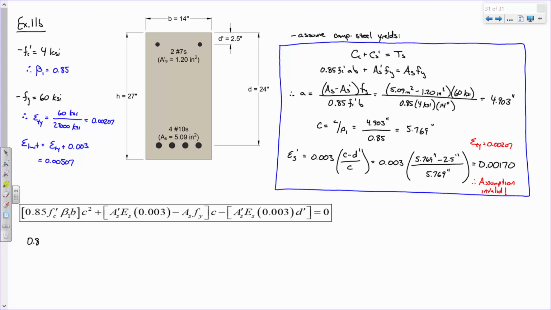So 0.85 f'c β1 b. Now, one of the things I'll tell you, and we'll have a discussion about this on the exam, is that this is probably one of the areas where being consistent with units isn't going to trip you up a lot, because it's all beam dimensions and stresses. It's already in kips and inches. But if you want, I'll be consistent just to make sure everything follows appropriate units. 0.85 for ksi, 0.85, 14 inches. So everything is in kips and inches already, okay?